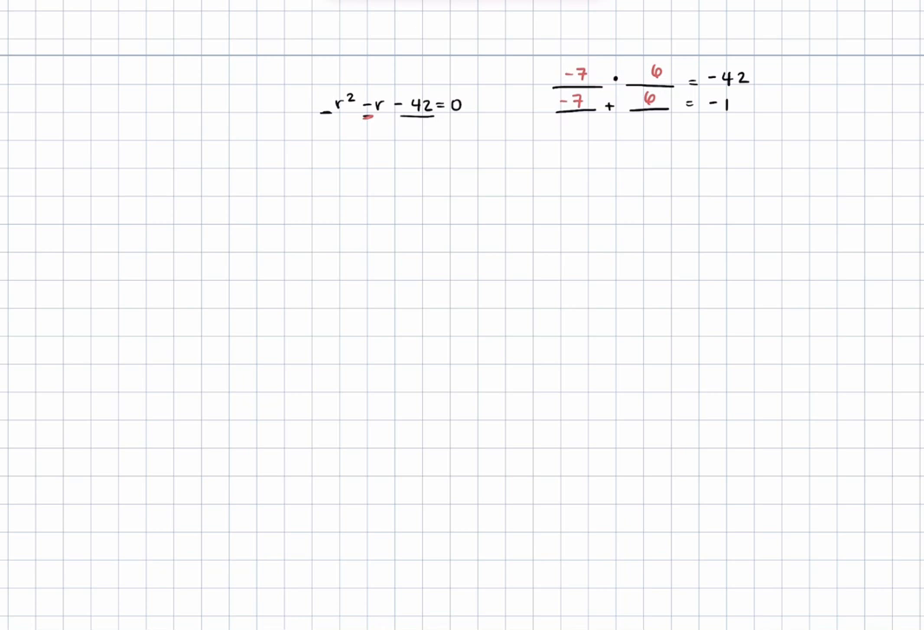And now we're going to make our parentheses. So r minus 7, and then r plus 6. Set this equal to 0. r minus 7 equals 0, and then r plus 6 equals 0. Now all you're going to do is add 7 on both sides, so r equals 7 for this one, and for this one it would be r equals negative 6 because you're subtracting 6 on both sides.